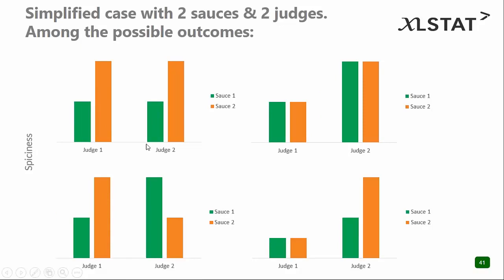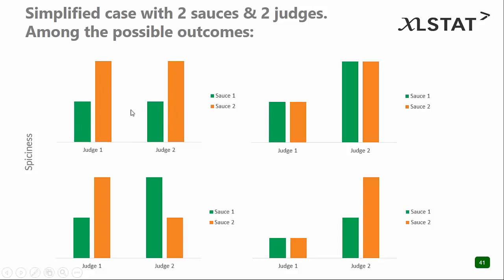We have 4 charts, and the y-axis of all of these charts is spiciness. Within each chart you have 2 pairs of bars. One pair for judge 1, another pair for judge 2. Within each pair you have 2 bars, a green bar and an orange bar. So the green bar is sauce 1, the orange bar is sauce 2.